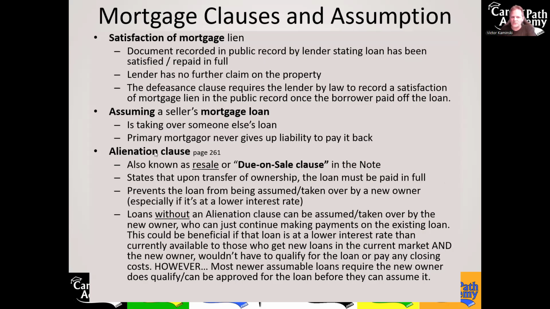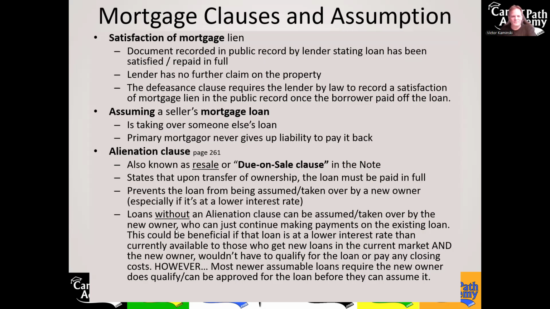Because what does an alienation clause say? What is the purpose of the alienation clause? It's also known as the resale or due on sale clause. So if you're reselling the property, the loan is due on sale. You've got to pay it back in full. What is the purpose of that? To prevent the loan from being assumed. Why? So banks can make more money writing new loans, of course, silly.